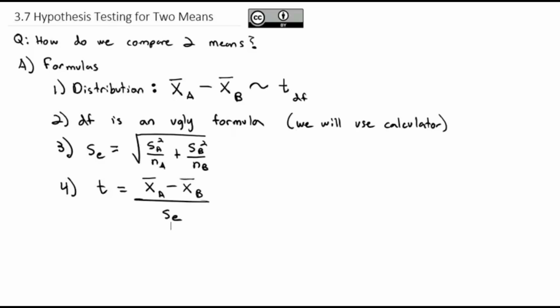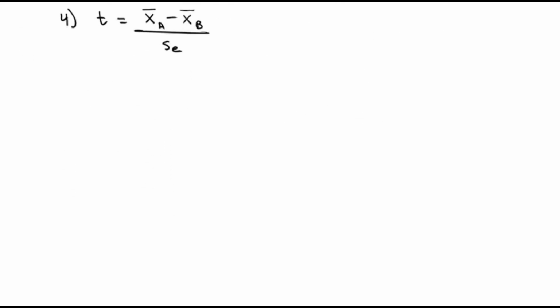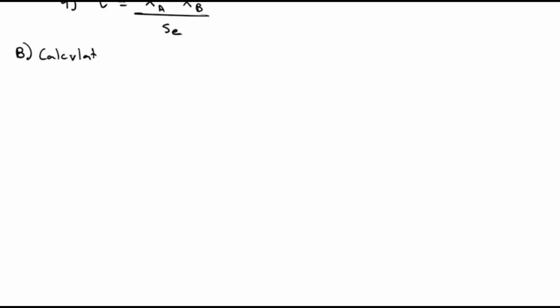But as was the case with the t-distribution with one mean, it will be also the case with the t-distribution with two means that we will use the calculator to do the hard calculations for us. The setup is identical. First, you will hit the Stat button. Then you will scroll over to Tests.